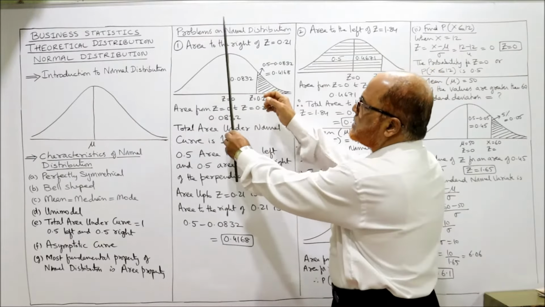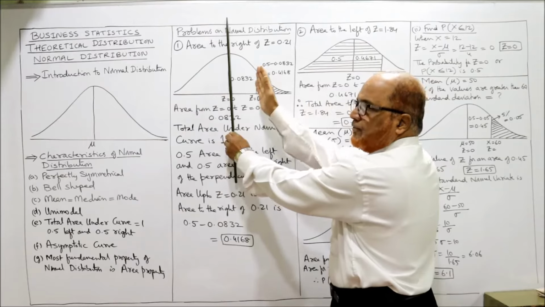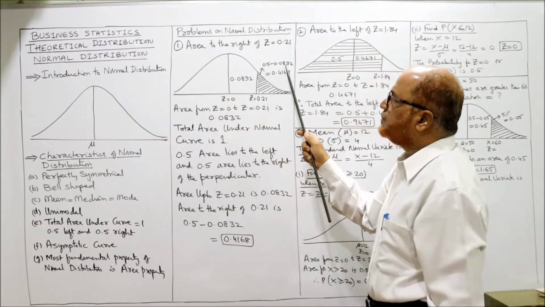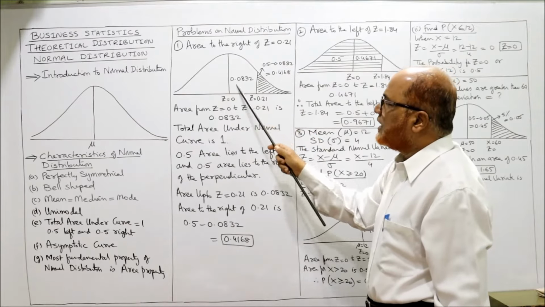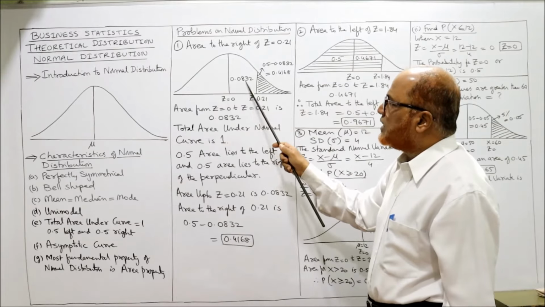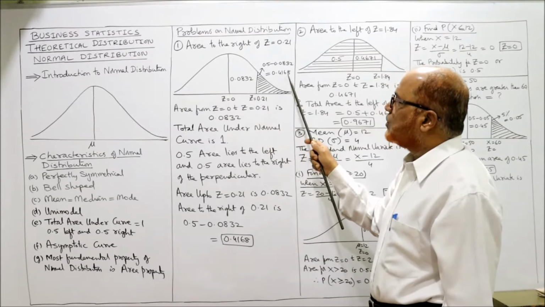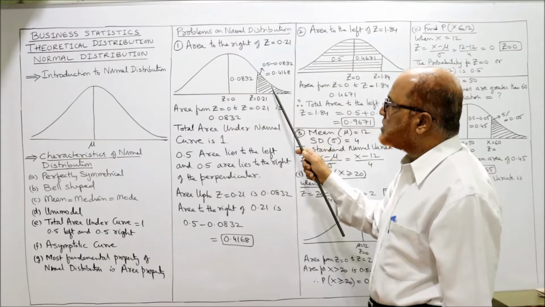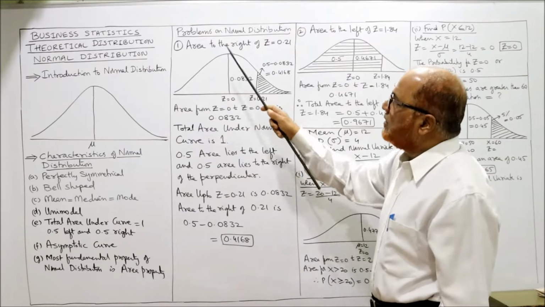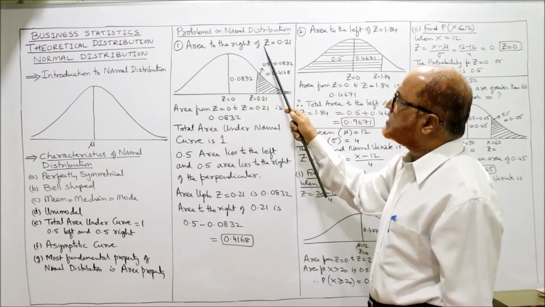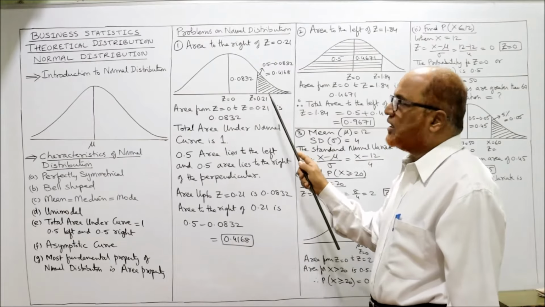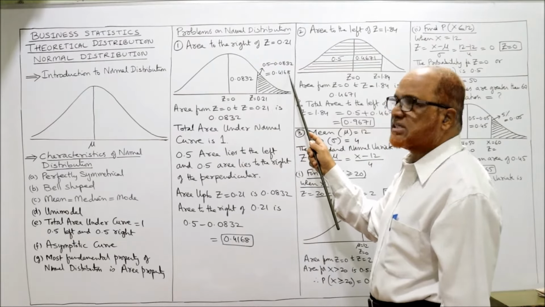Total area from this perpendicular to right side is 0.5. From 0.5, you subtract this 0.0832. ये unshaded area हमको नहीं चाहिए. जो नहीं चाहिए उसको निकाल देंगे. तो 0.5 minus 0.0832, the value is 0.4768. So this 0.4768 is the shaded area. And we need area to the right of z is equal to 0.21. ये 0.21 के right का एरिया चाहिए, तो ये right का एरिया 0.4168.